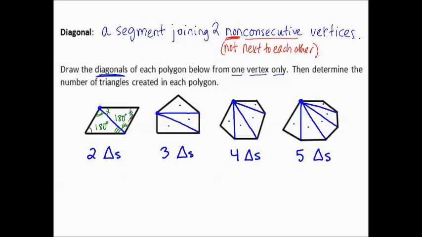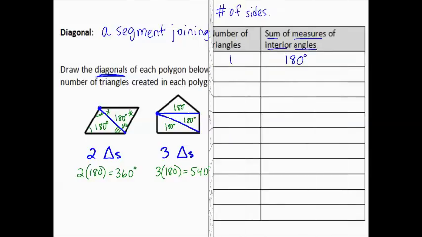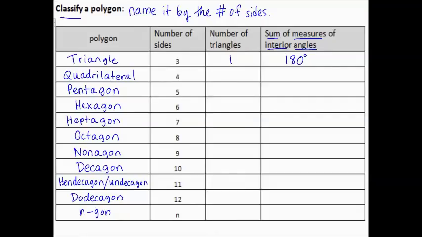Well, if we have 2 of them, that will be 2 triangles, 180 degrees each. That makes 360 degrees. If we have 3 triangles, well, that's 3 triangles times 180 degrees each, 180 degrees in here, and in here. Therefore, altogether, 540 degrees is the sum of the measures of the interior angles, and so on and so forth. So knowing how many triangles we can split it up into by the diagonals helps us to tell the sum of the measures of the interior angles of the polygon.